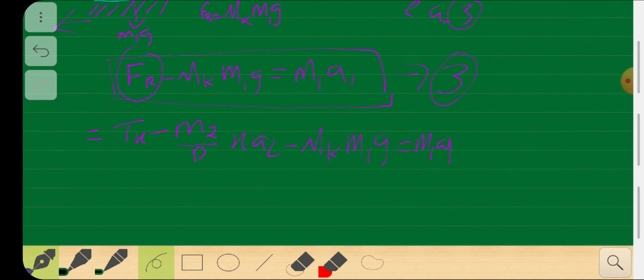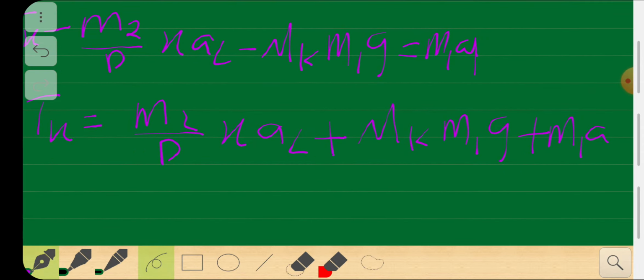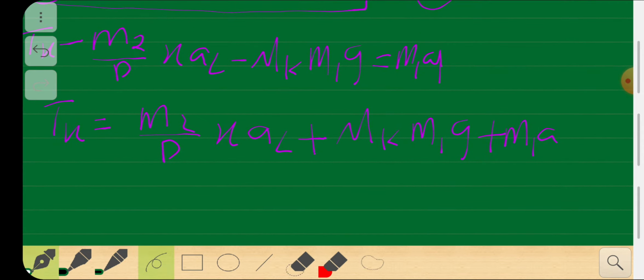Now I have substituted that. Now what I'm going to do is rearrange this, so that I get Tx must be equal to m2 dx by l plus, this goes to the other side, so it's mu k m1g plus m1a, right? So it was simple. Now let's use a different color. So m1a, I got that.